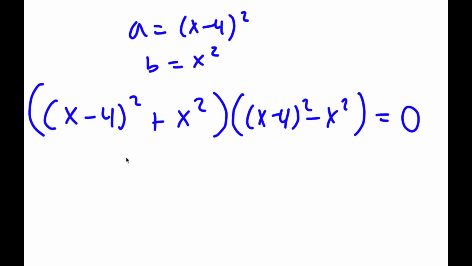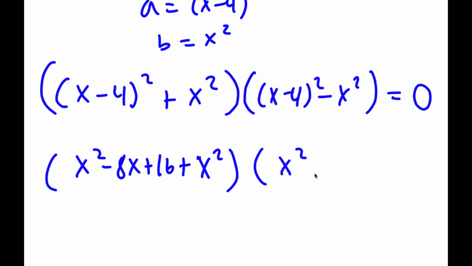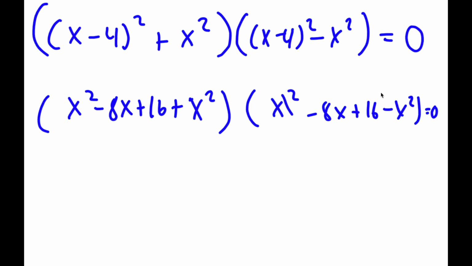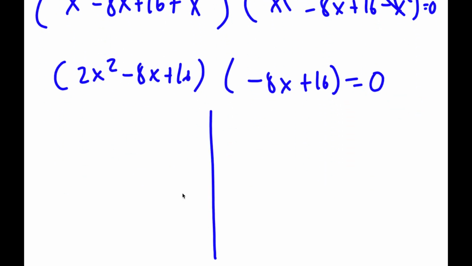Now, (x minus 4) squared, if I expand that, I get x squared minus 8x plus 16. Now I have this plus x squared, times x squared minus 8x plus 16 minus x squared, is equal to 0. Now for my left-hand side, these two cancel out, and for my right-hand side, these two add up. So I get (2x squared minus 8x plus 16) times (negative 8x plus 16) is equal to 0. So now this gives me two equations.